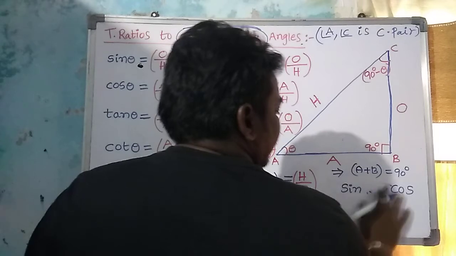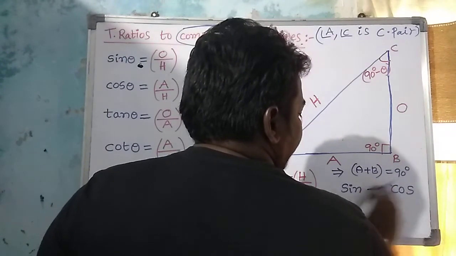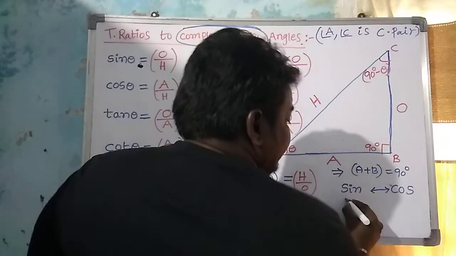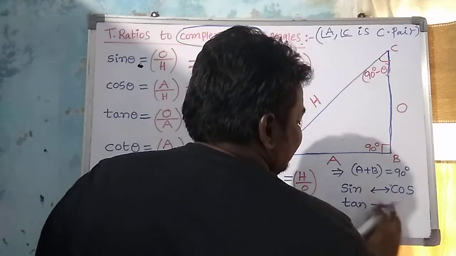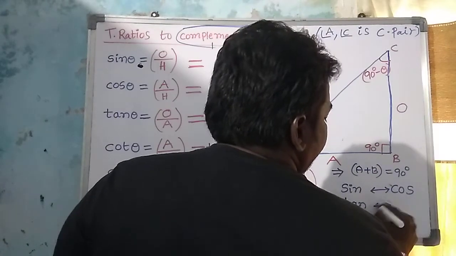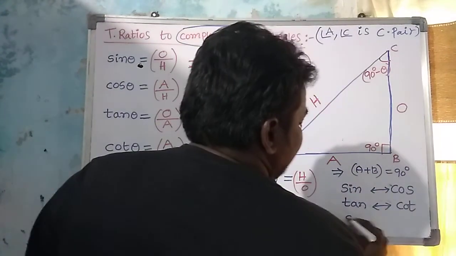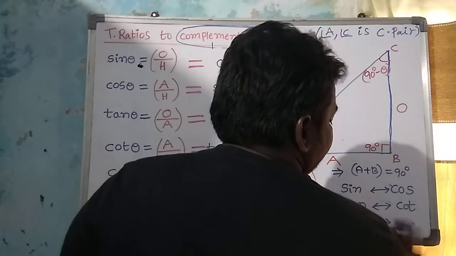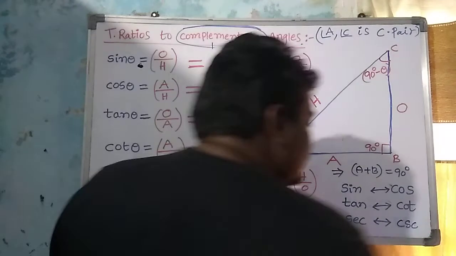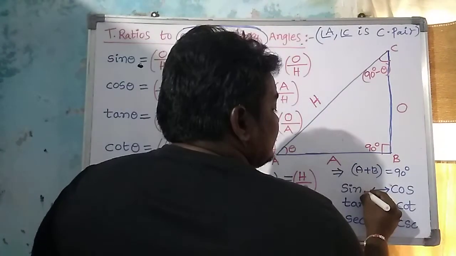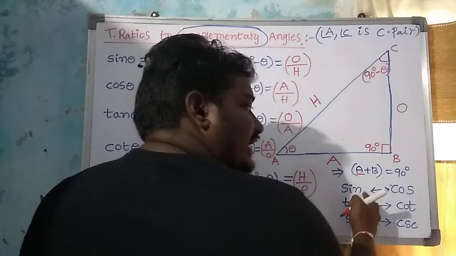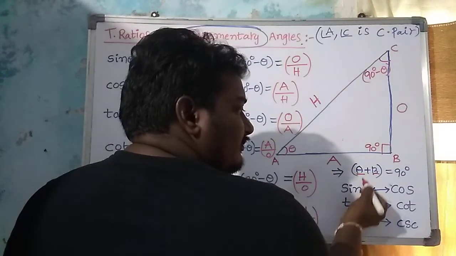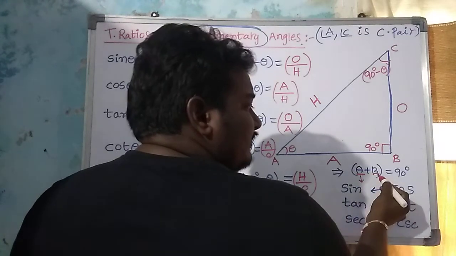Then what about this one? Nicely, sin is becoming cos and cos is becoming sin. Then what about this? Tan is becoming cot. I am generalizing like this: tan is becoming cot, and secant is becoming cosecant. That means if a plus b equals 90, one part will remain in sin, the other part will remain in cos.